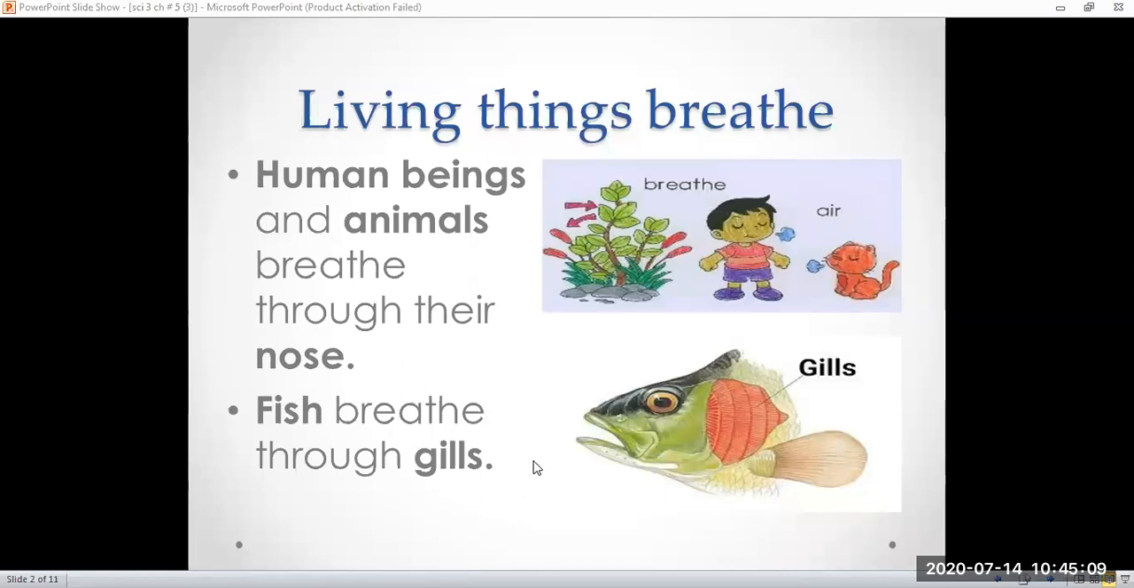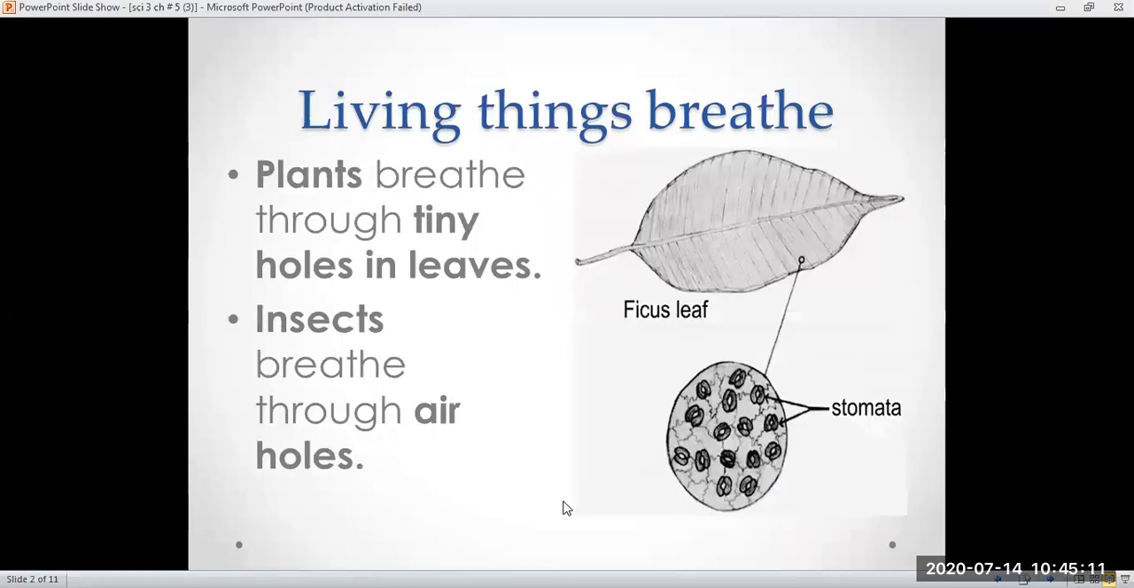Next, plants also breathe. How do they breathe? On the underside of the leaf they have many tiny openings. You can see these many tiny holes. These holes are named stomata. From these stomata they breathe in, so they can make their own food. As you all know, plants are living things, so plants breathe through these tiny holes, and the name of these tiny holes is stomata.